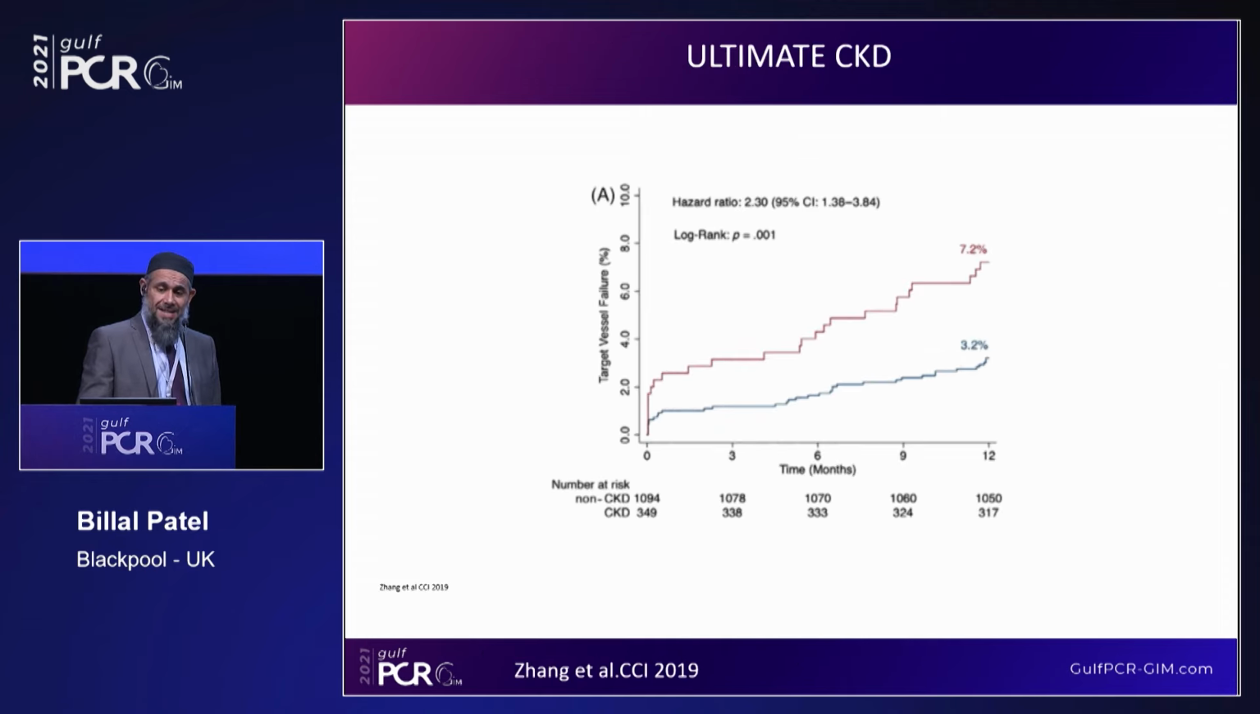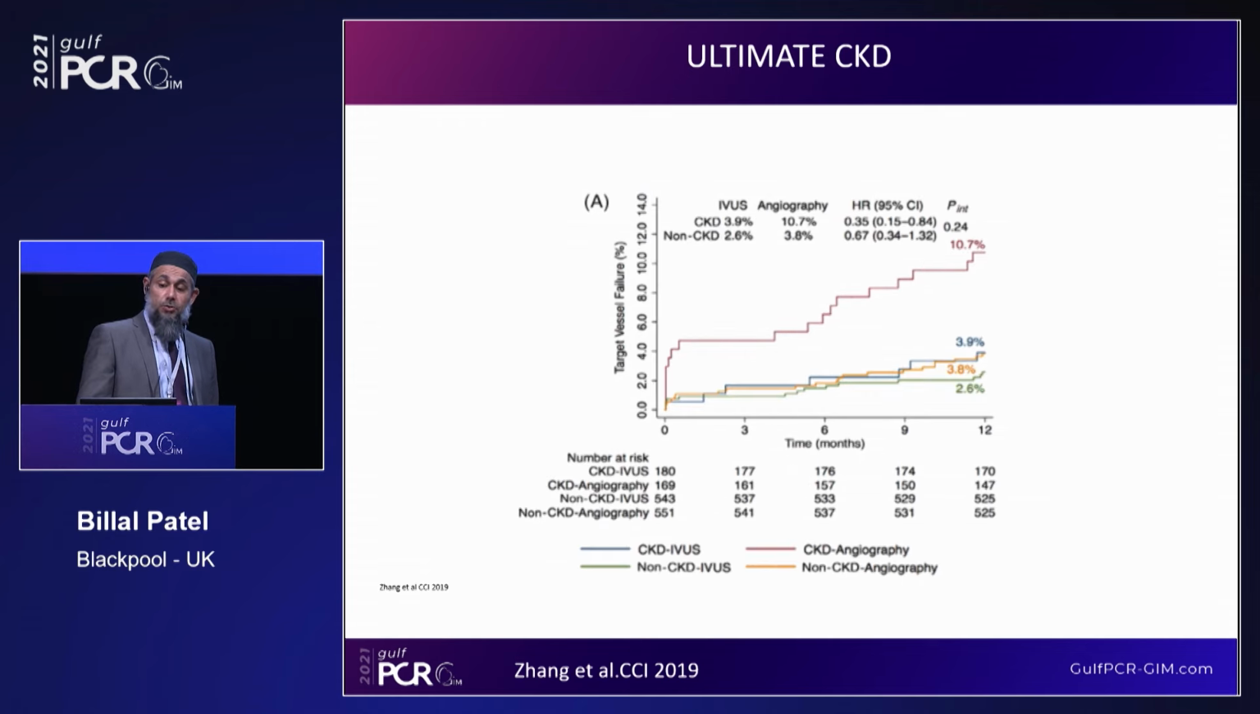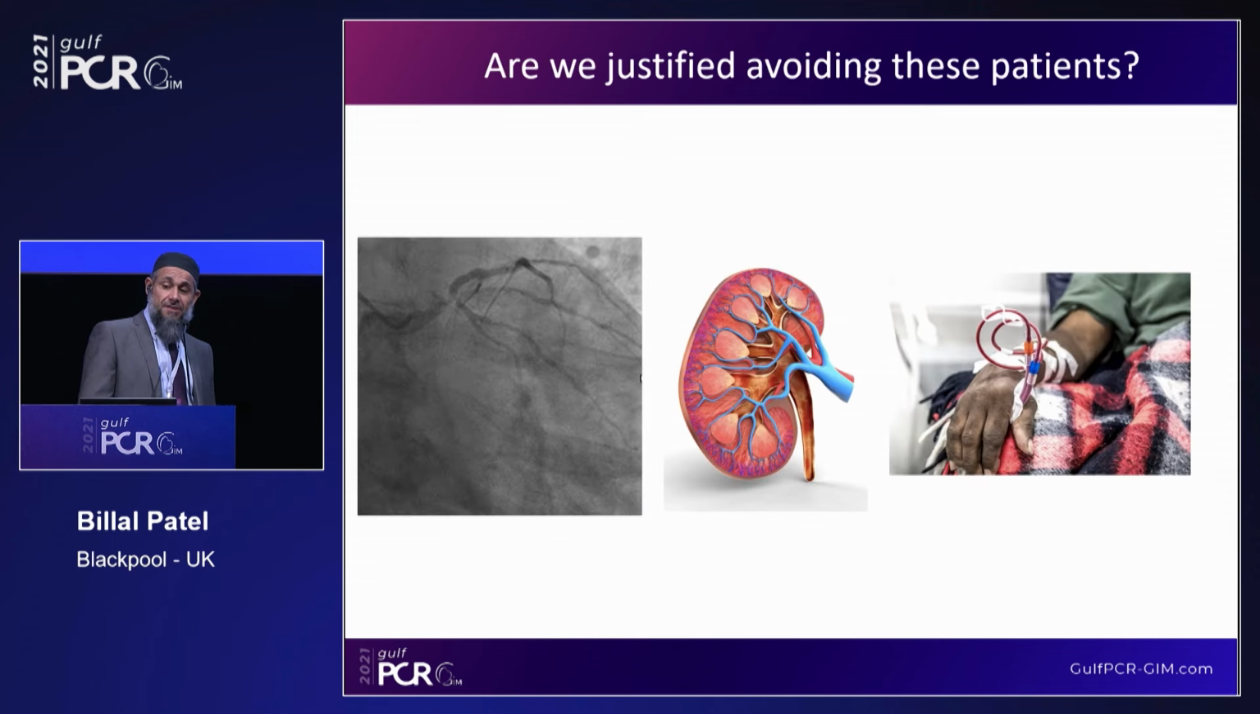So can we do anything? So this was the ULTIMATE CKD study and showed that generally patients do worse in target vessel failure if you have CKD versus those that don't. But if you're to use IVUS in the group of patients with CKD, their outcomes are very good as though you haven't got CKD. So are we justified in avoiding these patients because of our fear of dialysis?